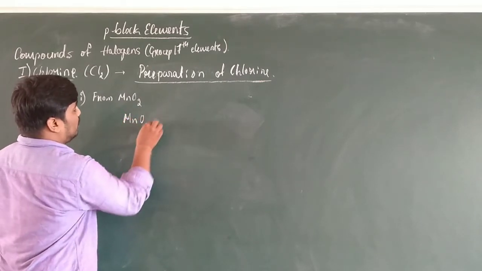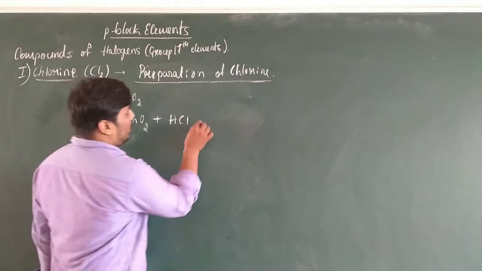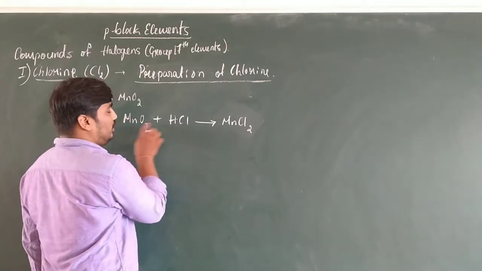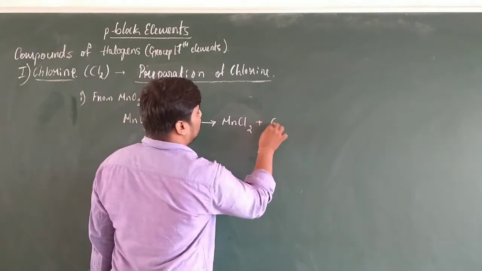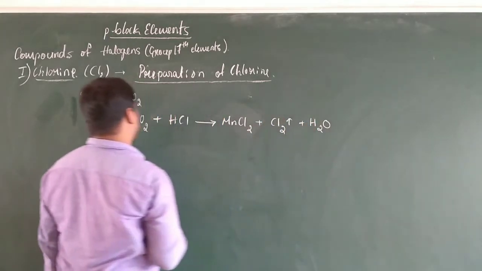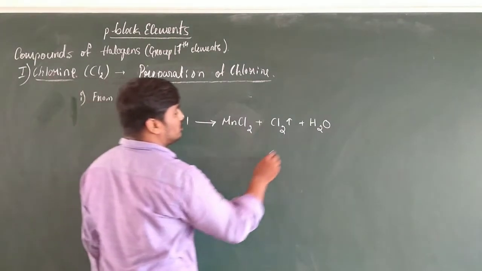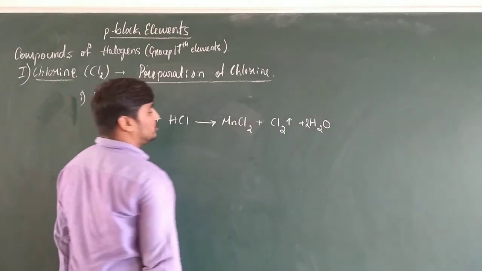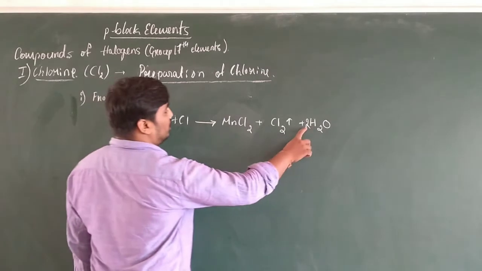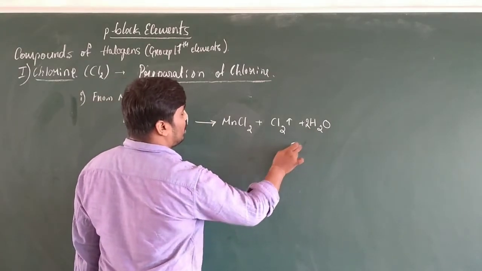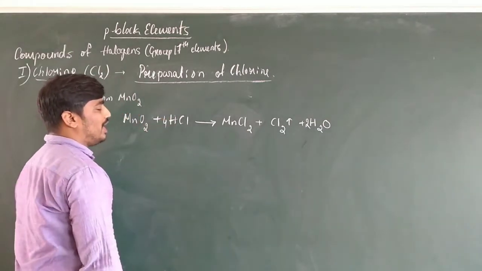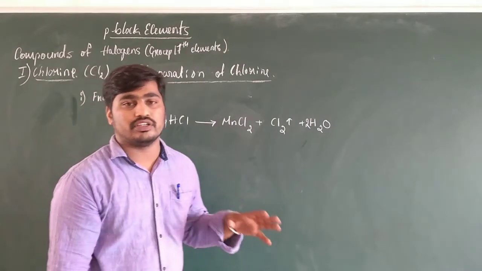Manganese dioxide is made to react with hydrochloric acid, then it gives manganese chloride as well as chlorine gas. Chlorine gas is evolved and water is formed. Here we observe two atoms of oxygen, therefore we multiply 2 to the water molecule, and we observe 4 hydrogen atoms and 4 chlorine atoms, therefore 4 HCl. So this is the balanced chemical equation of preparation of chlorine.